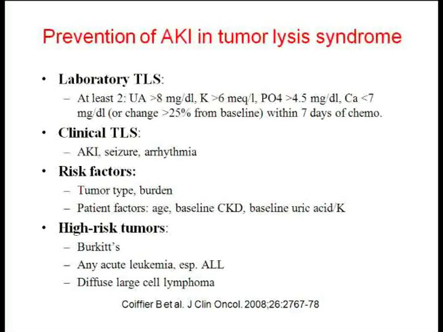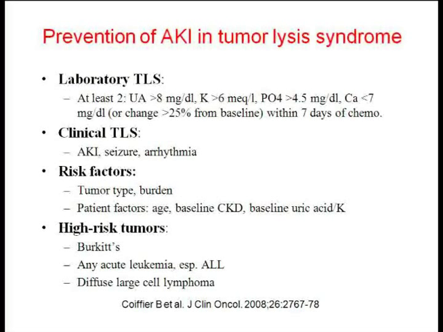You see there the diagnostic criteria for laboratory tumor lysis syndrome, which is an elevation in uric acid, phosphate, potassium, or a decrease in calcium. And clinical tumor lysis syndrome, which is when those manifestations become clinically apparent. So the patient develops acute kidney injury, typically either due to increase in uric acid or in phosphate. They seize because of hypocalcemia, or they have arrhythmias related to hyperkalemia.